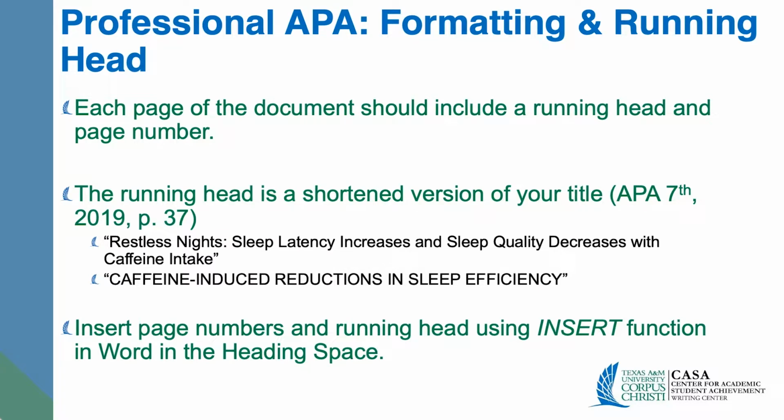The first thing we want to look at in formatting is the running head. So each page of the document should include a running head and a page number. Your running head is going to be a shortened version of your full title, usually about 50 characters. You can see in the example, the longer title is Restless Nights, Sleep Latency Increases and Sleep Quality Decreases with Caffeine Intake. But the shortened running head reads Caffeine-Induced Reductions in Sleep Efficiency. It keeps the spirit of the title, but shortens it down to 50 characters. You'll also want to insert your page numbers using the Insert function in Word in the heading space.